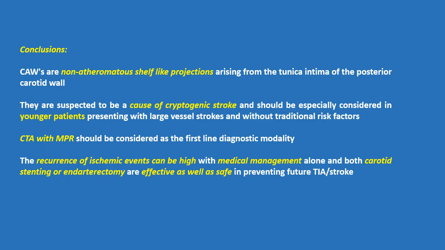Conclusions. Carotid artery webs are non-atheromatous shelf-like projections arising from the tunica intima of the posterior carotid wall. They are suspected to be a cause of cryptogenic stroke and should be especially considered in younger patients presenting with large vessel strokes and without traditional risk factors. CTA with MPR should be considered as the first-line diagnostic modality. Recurrence of ischemic events can be high with medical management alone, and both carotid stenting and endarterectomy are effective as well as safe in preventing future TIA and stroke.